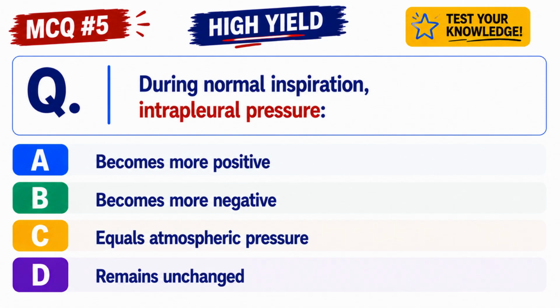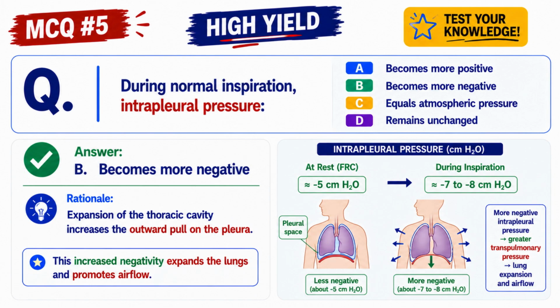Question 5. During normal inspiration, intrapleural pressure: A. becomes more positive, B. becomes more negative, C. equals atmospheric pressure, D. remains unchanged. The answer is B. becomes more negative.